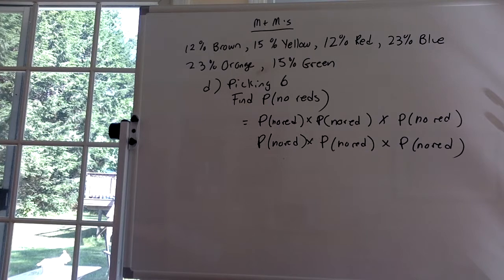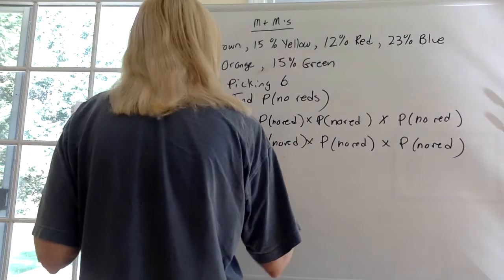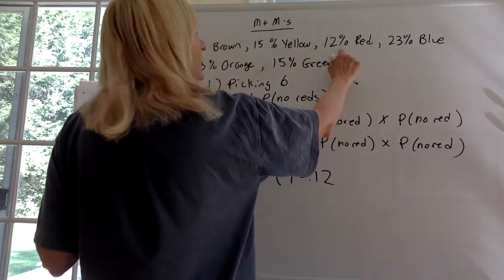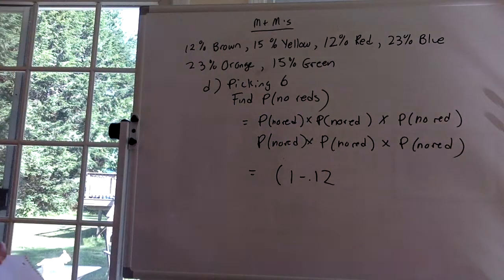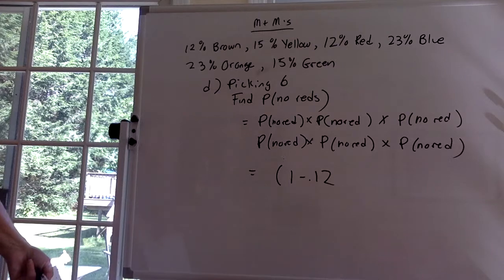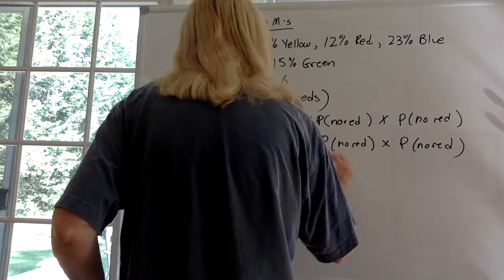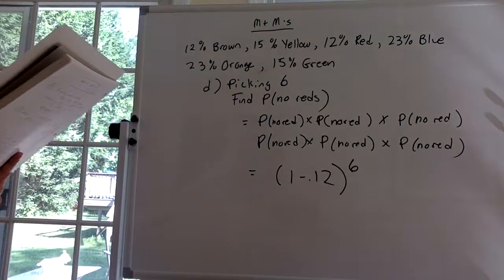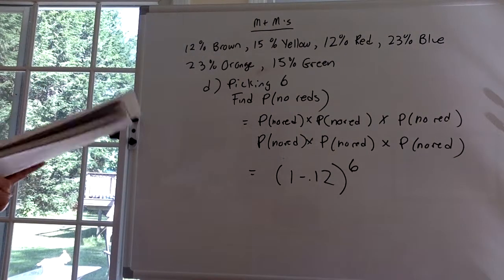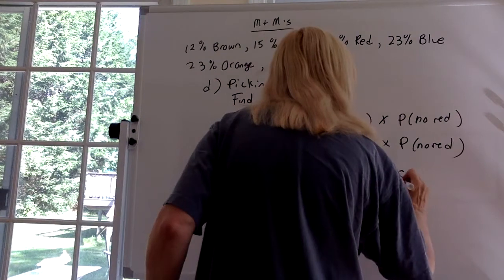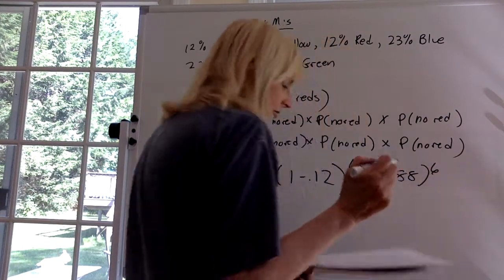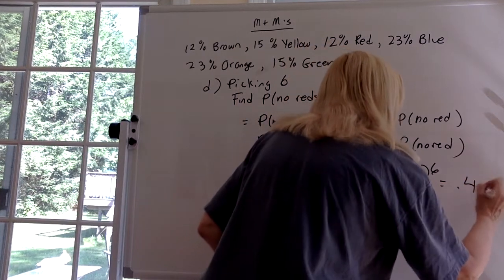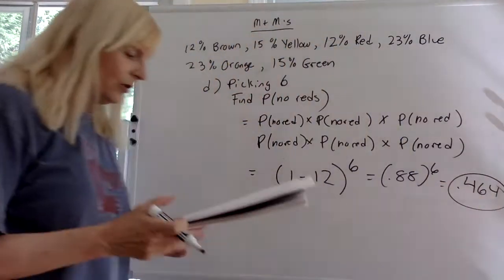So what did we say the probability of a not red was? I believe it was 1 minus 0.12, right? Because 12% are red. So basically 88% are not red. But you have to multiply that by itself 6 times, so you can just raise 0.88 to the 6th power. So in your calculator, you're just doing 0.88 to the 6th. And when I did that, I got 0.464. Okay.